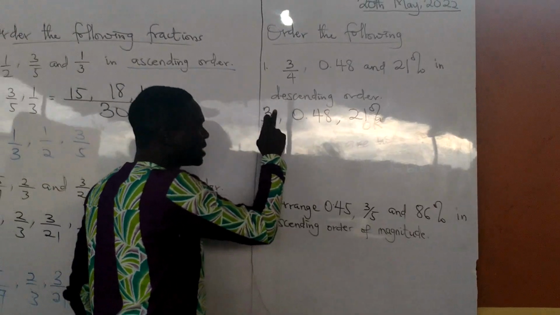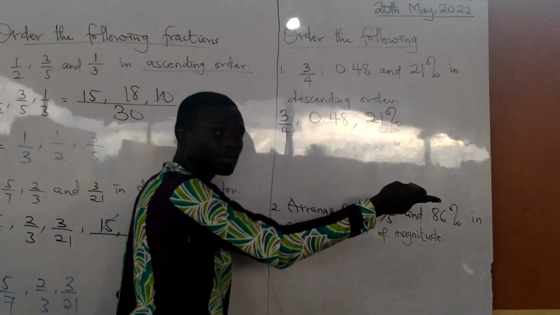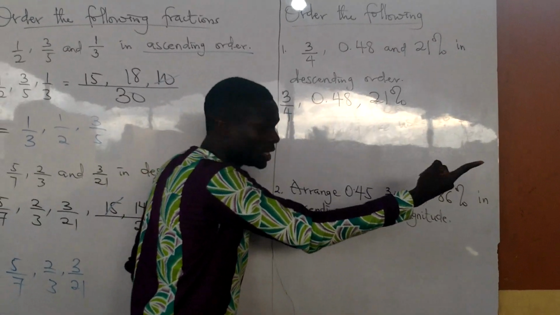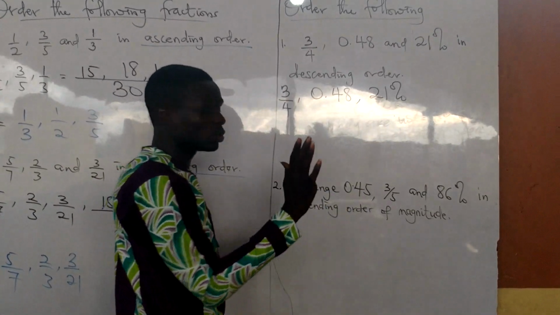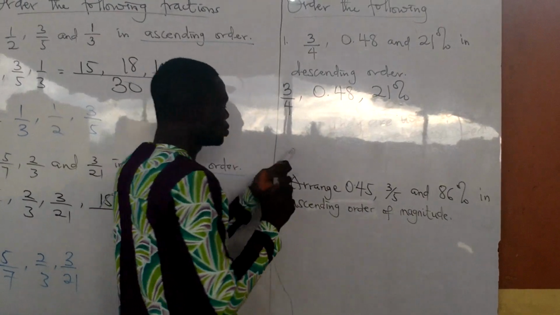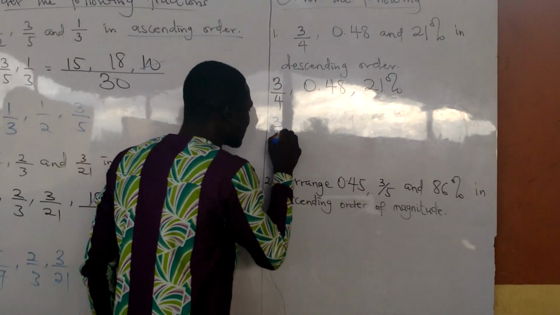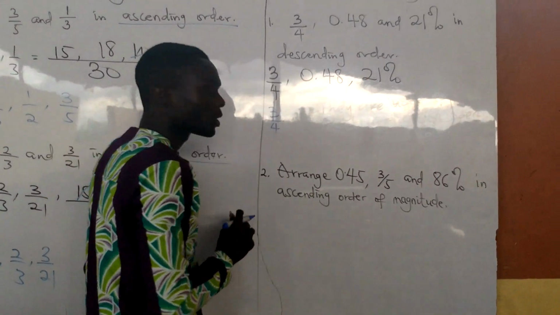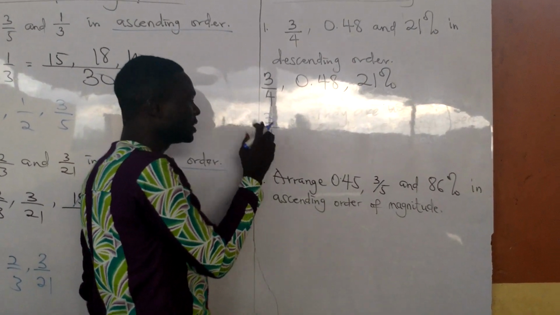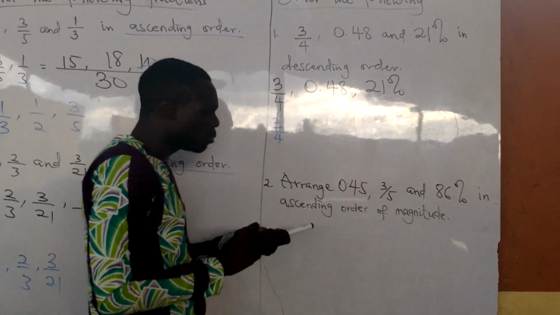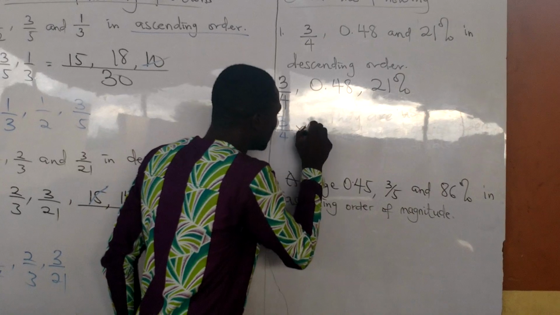So this, I'll convert it into percentage. I'll convert this one also into percentage. This one is already in percentage, so I'll not touch it. So now I have 3 over 4. How can I convert 3 over 4 into percentage? To convert 3 over 4 into percentage, just multiply this by 100.